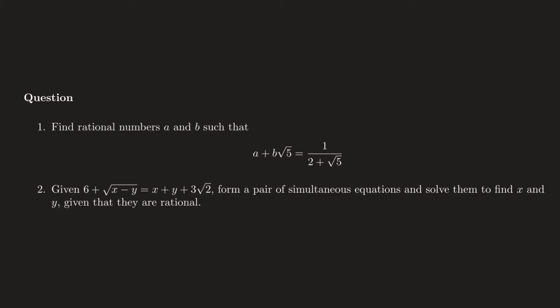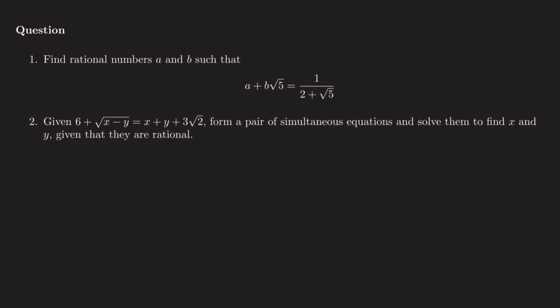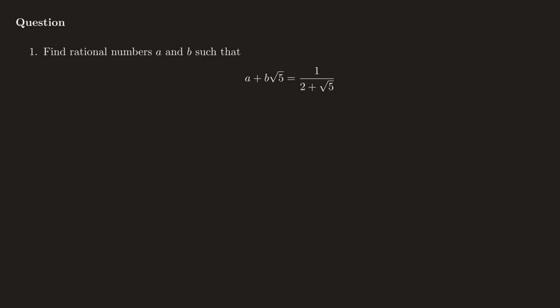Hey guys, today we're going to be taking a look at two questions relating to rationalizing the denominator and the equality of surdic expressions. So let's get into it. With the first question, we're asked to find rational numbers a and b such that a plus b root 5 is equal to 1 over 2 plus root 5.